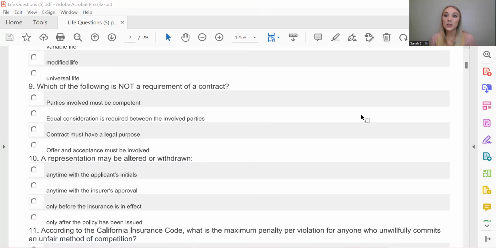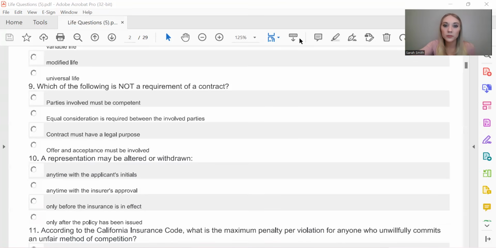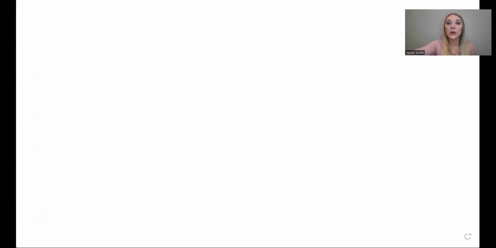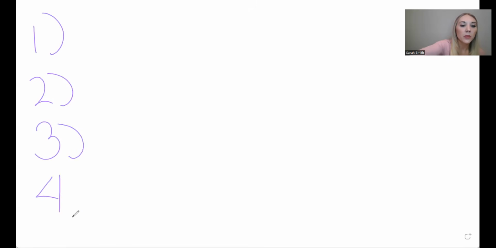Which of the following is not a requirement of a contract? Now, taking my real estate licensing test, well, second, but studying for it first, helped me with things like this because we had to know the legal requirements of a contract. So I'm going to go through those with you guys right now, and then we're going to get into the question. So let me share my whiteboard. So there's 4 requirements of a legal contract. I'm going to do the best I can drawing this for you, okay?